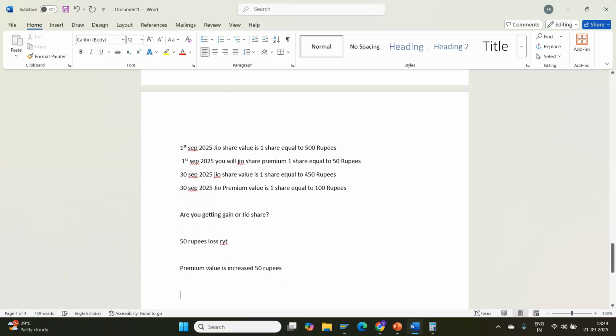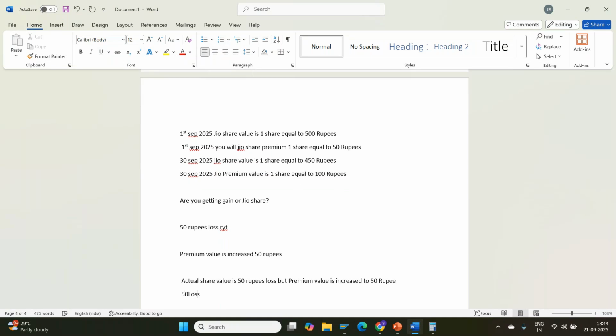Now you can see the actual share value is lost. The actual share value is 50 rupees loss, but the premium value is increased to 150 rupees. Now, 50 loss minus 50 gain. Are you getting any problem? No, it's netted to zero. Okay, total value is zero.